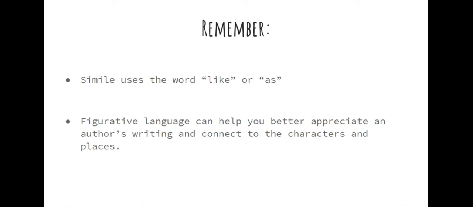Okay, so remember, a simile uses the word like or as. So simile and metaphor are going to compare 2 things. The simile is going to use the word like or as, a metaphor will not. Okay, and also remember that figurative language can help you better appreciate an author's writing and connect to the characters and places by understanding exactly how they feel in that moment or exactly what they're experiencing.